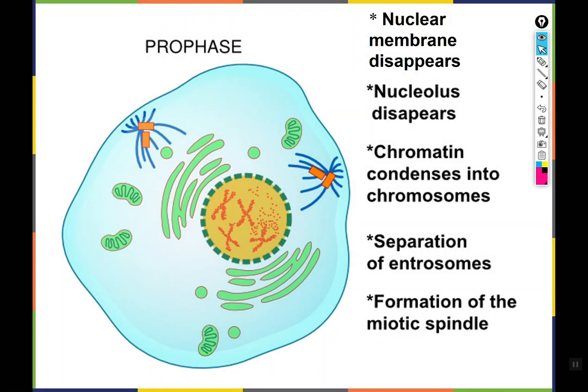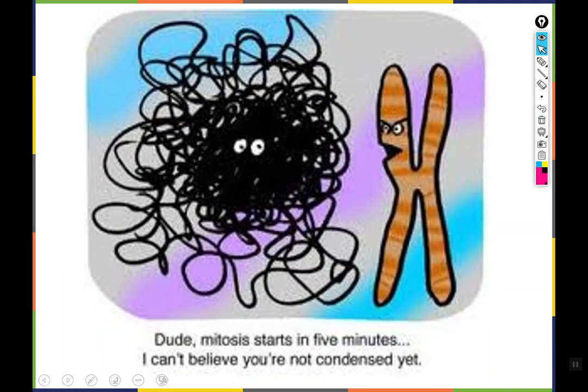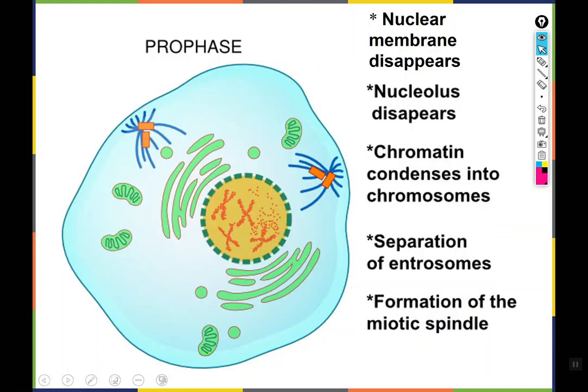So of course we're going to skip watching the mitosis video in the video, although that would be very meta, and go straight to mitosis. During prophase, the nuclear membrane disappears, and the nucleolus disappears as well. So remember, nucleolus, this is the ribosome factory.